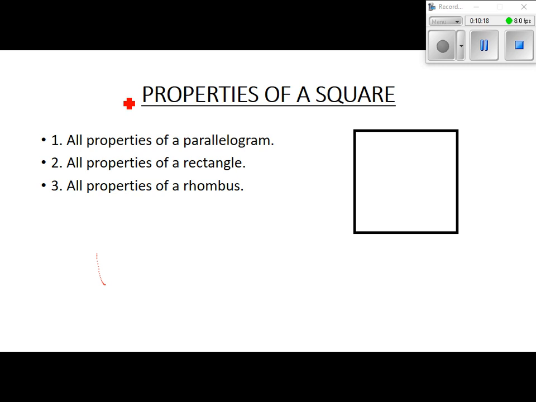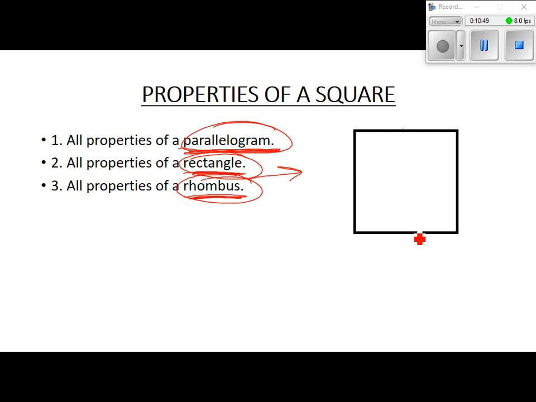Square. Square is the next shape. Still got all the properties of a parallelogram, so all squares are parallelograms, just like rectangles and rhombi. All properties of a rectangle. Square doesn't have any of its own properties. It gets all of its properties from these other three shapes. So all those properties that we've covered so far for parallelogram, rectangle, and rhombus, they all work for a square.